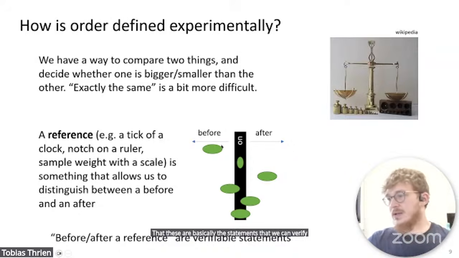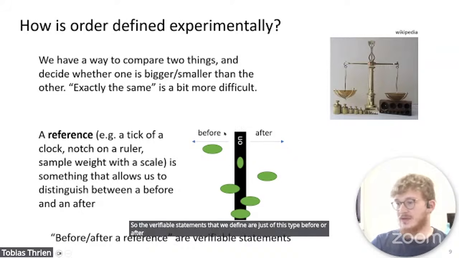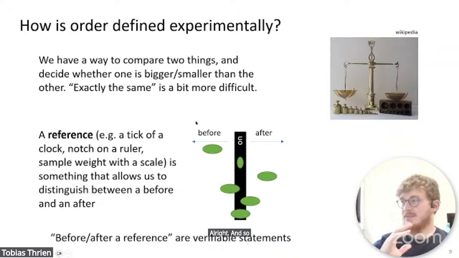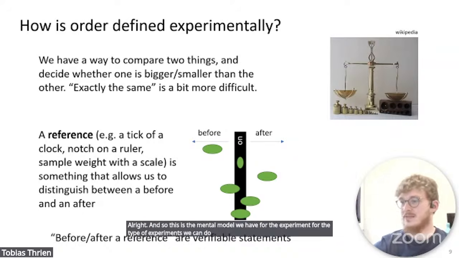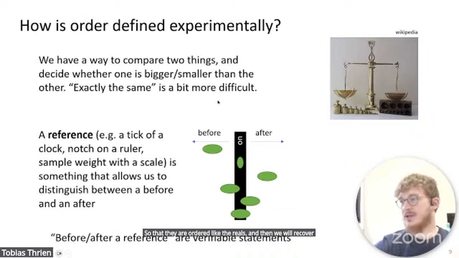The verifiable statements that we define are just of this type, before or after, and then there is this on case, which is not necessarily verifiable, but before and after are. And so this is the mental model we have for the type of experiments we can do. And now we are asking what kind of properties these tests need to have so that they are ordered like the reals, and then we will recover the topology that we're looking for.